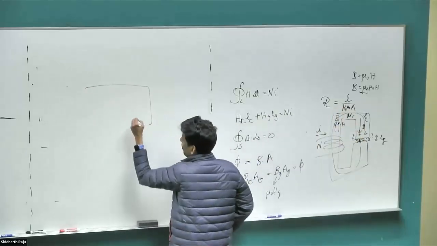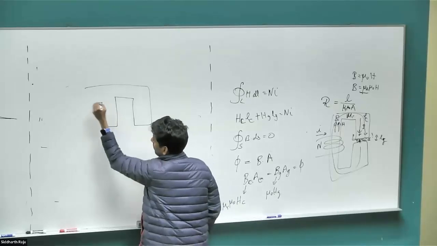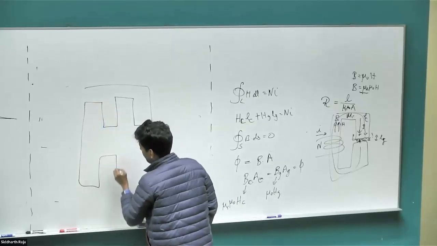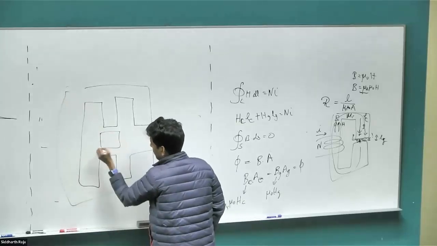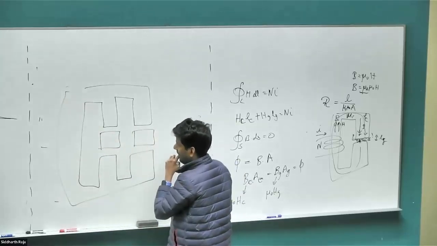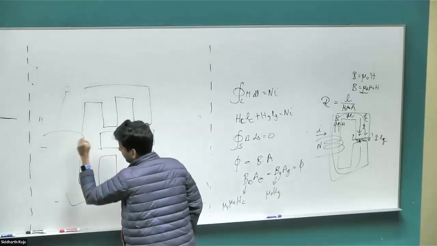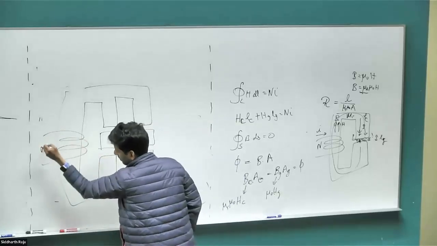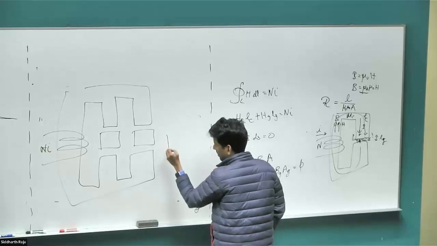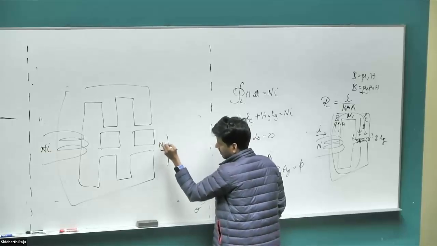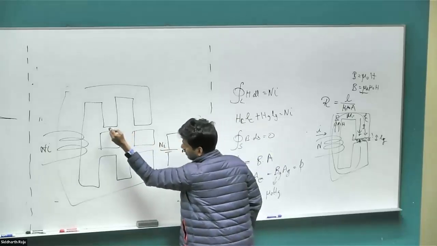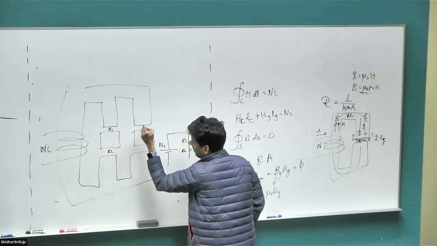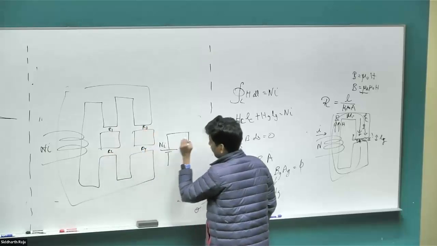So let's say I have a more complicated structure like the one I gave you in the homework. Right? Let me complicate it further. There's a bunch of air gaps. Then this, of course, as you saw in the homework, we can model as an equivalent electrical network with some NI and then some reluctance R1, R2, reluctance of the air gap, reluctance of the air gap, R3, R4.